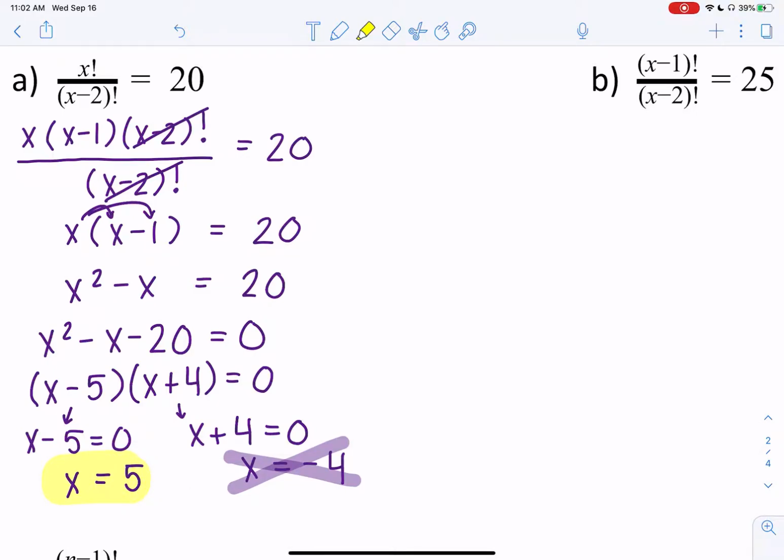That happens a lot with factorials where we will get a positive answer and a negative, and we don't want the negative. It is okay if we have two answers. If they are both positive, that's fine. But if there's a negative one, we cannot use it. All right, let's try B.